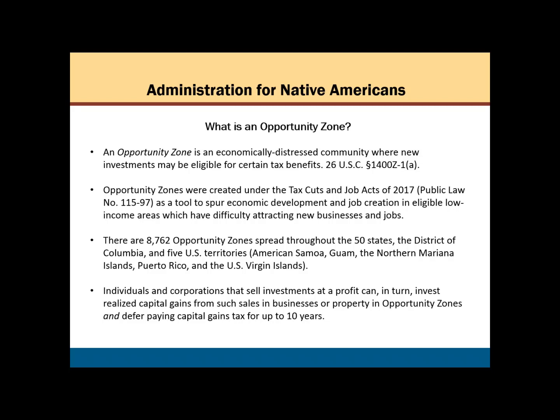And as I mentioned before, that legislation was passed as part of the Tax Cut Act, and the Opportunity Zone part of it was actually passed from an earlier House bill that had a lot of broad bipartisan support. So there were Republican and Democratic Congress people and senators that were all promoting this on both sides of the aisle, because there's a hope that this can really make a difference. And there are over 8,000 opportunity zones spread throughout the 50 states and territories.